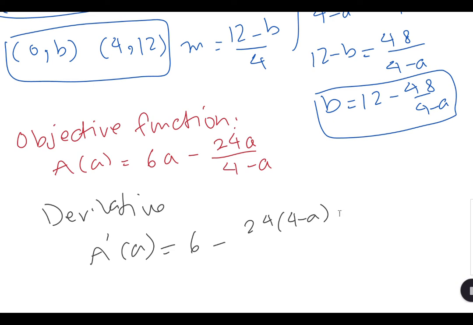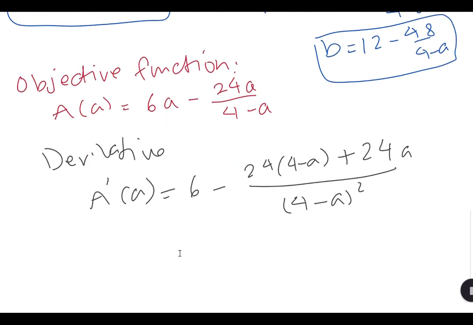Yes, and then you multiply the derivative of the low times the high, which, the derivative of the low is negative 1. So the derivative of the denominator is negative 1. So negative times negative 24 over (4 minus a) to the power 2. Okay. So far not bad.